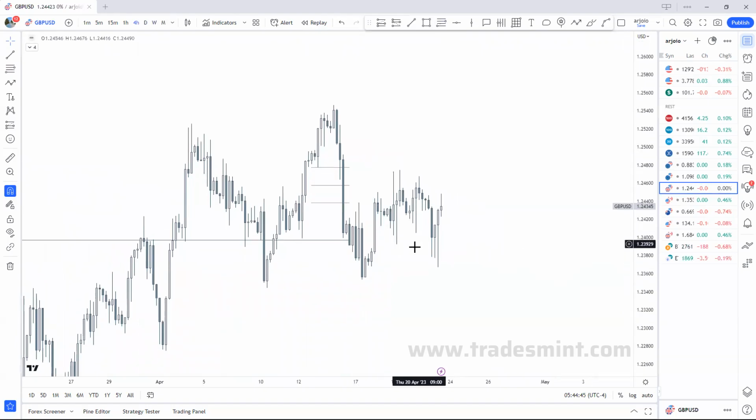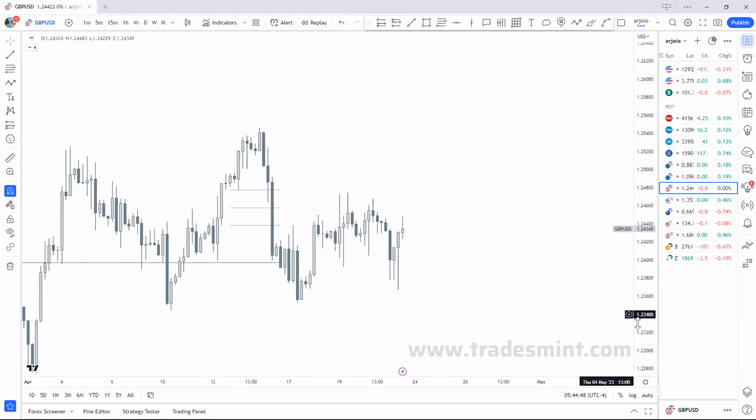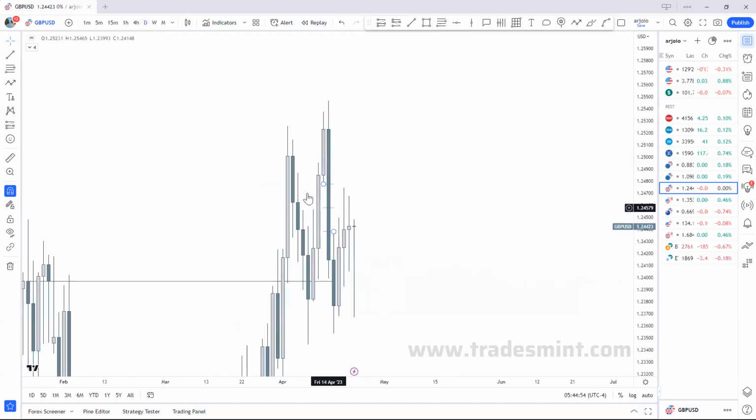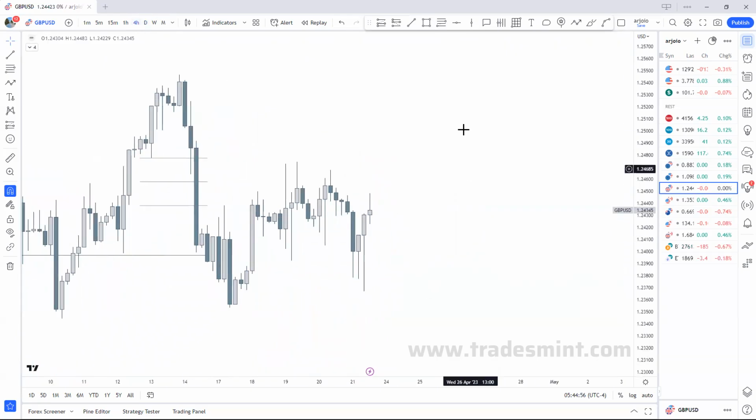We did sweep these lows. So if we do want to continue higher as well, we want to see a disrespect of this fair value gap on the daily. So a daily close above this fair value gap. And on the 4 hour, we would want to see this fair value gap hold for higher prices.